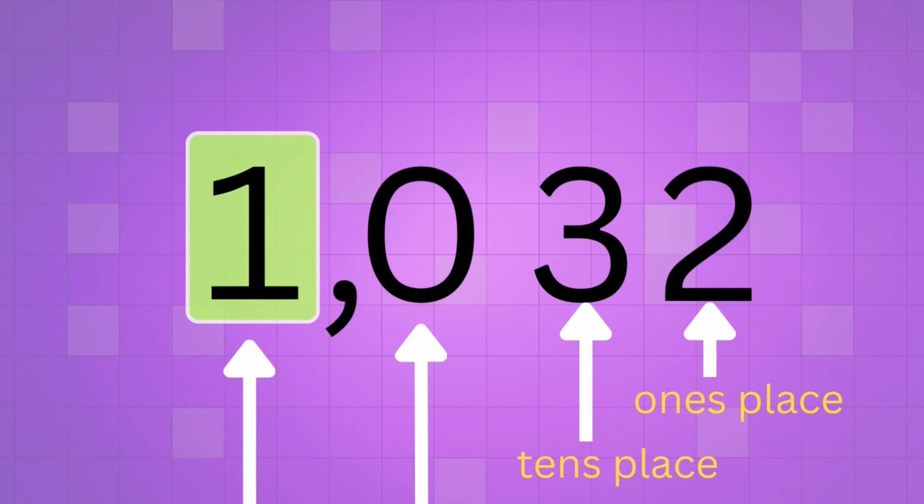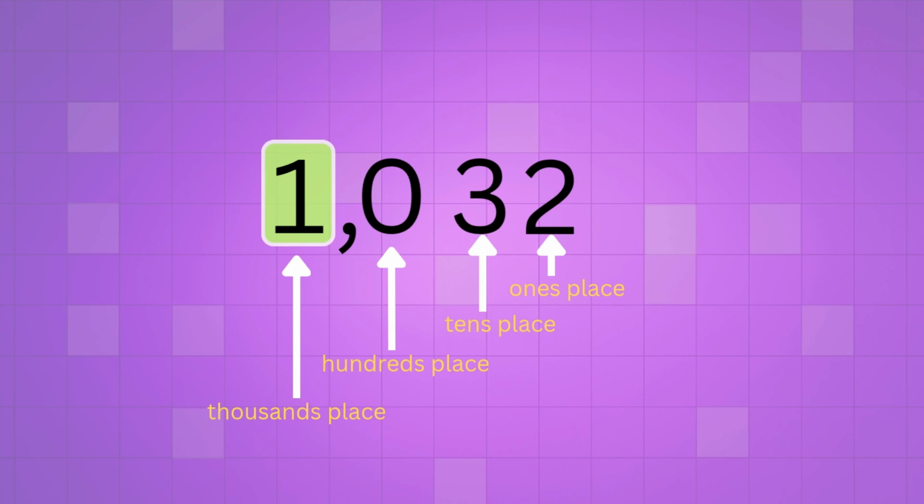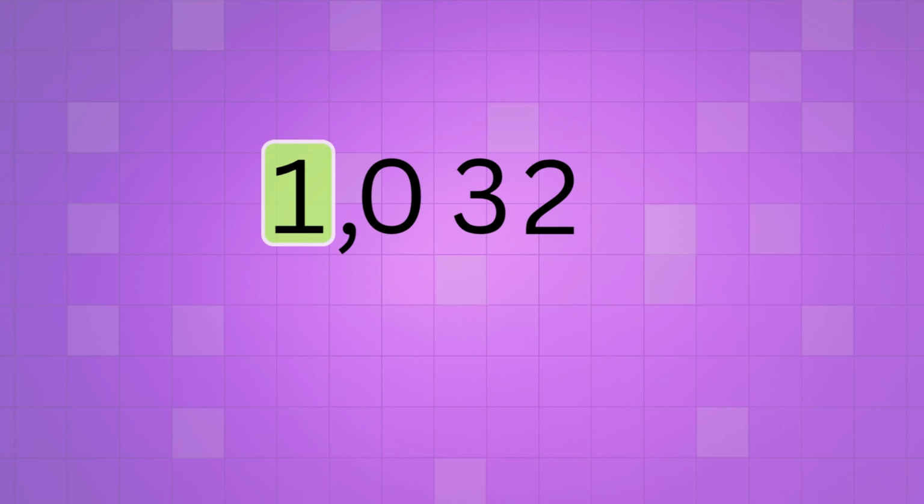Let's break it down. The 2 is in the ones place. The 3 is in the tens place. The 0 is in the hundreds place. The 1 is in the thousands place. Now, let's focus on the 1. Since it's in the thousands place, its place value is 1000. So even though we just see the digit 1, its place tells us it means 1000.